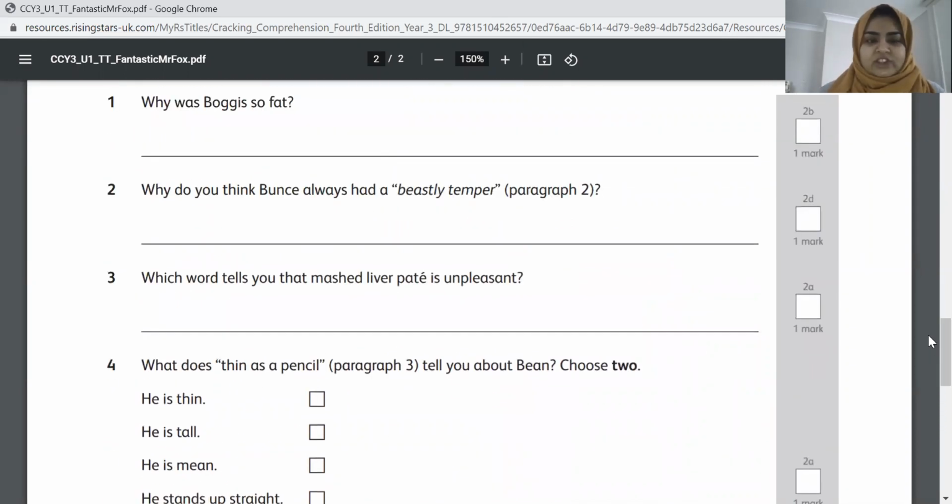Question number 3 says, which word tells you that mashed liver paste is unpleasant? So it says which word. For this, you need to be reading the word for you to understand the word in the context of the sentence. So you need to try and read between the lines to understand what that word is telling you. You can also use a dictionary to answer this question. Okay, so you can grab your dictionary.